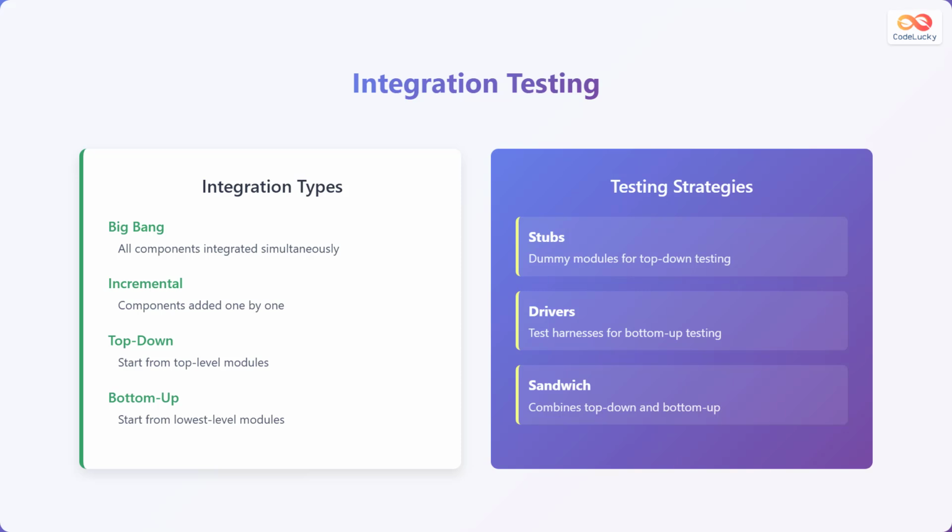Top-down integration starts from the highest-level modules and progressively adds lower-level components, using stubs to simulate missing modules. Bottom-up integration begins with the lowest-level modules and builds upward, using drivers to test components. Testing strategies include stubs, which are dummy modules that simulate lower-level components during top-down testing, drivers, which are test harnesses that call and test individual modules during bottom-up testing, and the sandwich approach, which combines both top-down and bottom-up strategies.